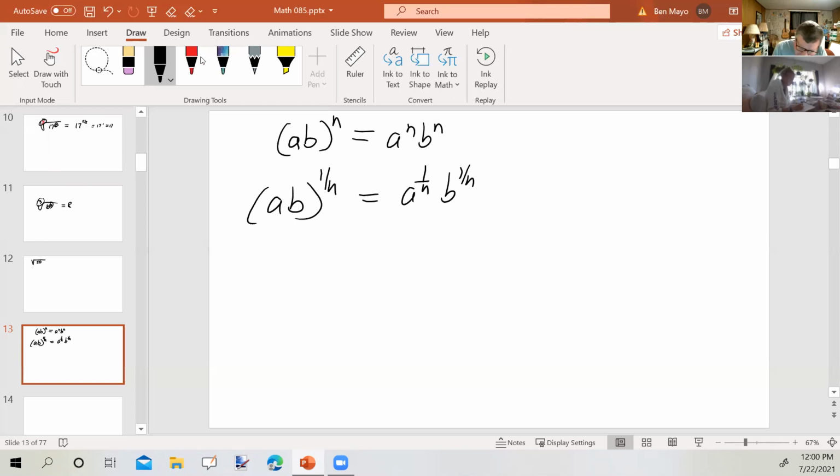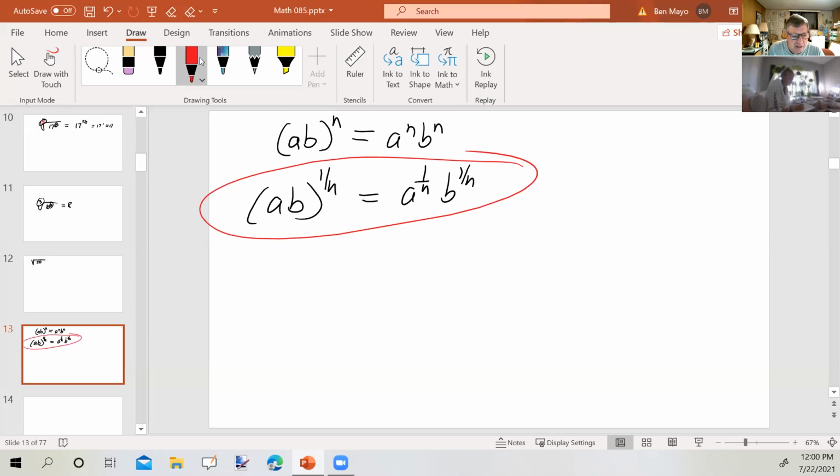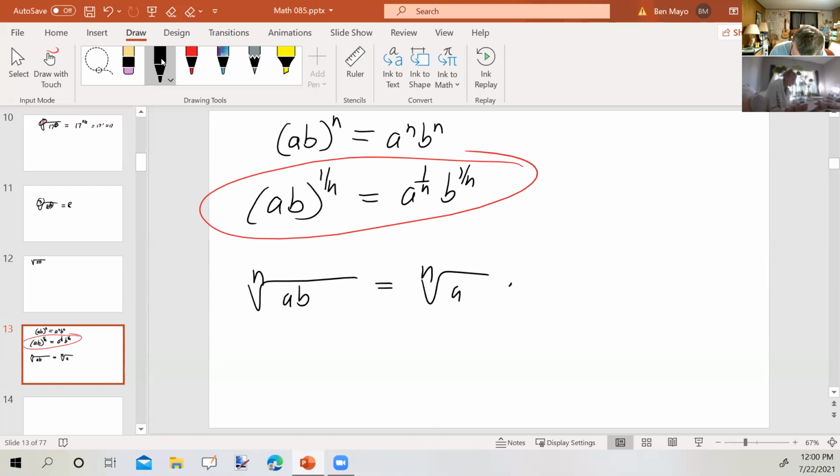Okay, but let's take this expression and let's write it in radical notation. What would it look like? We'd have the nth root of AB equals the nth root of A times the nth root of B. So what that says is if I have a radicand, that's the quantity inside the radical, if I can break it up into separate factors, I can deal with each one of those factors separately. So I can take the nth root of A times the nth root of B.